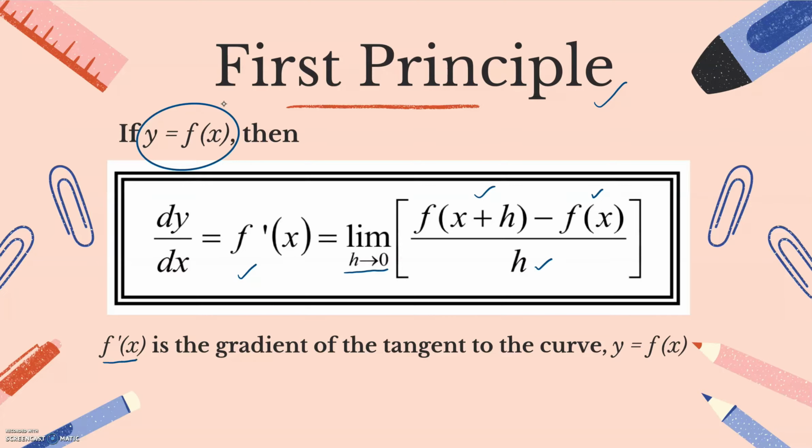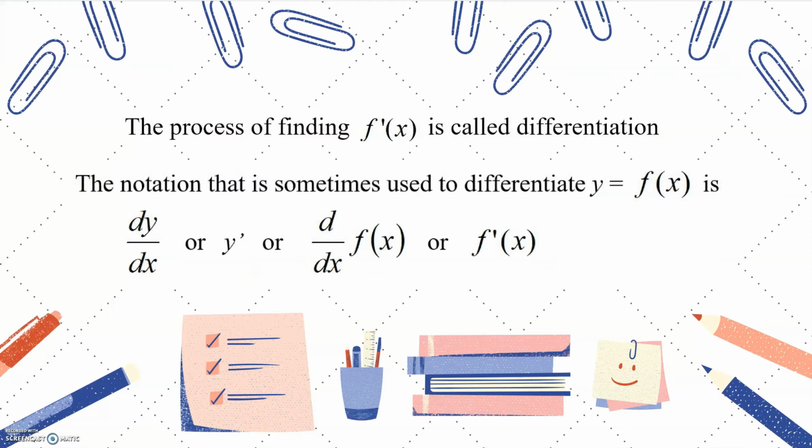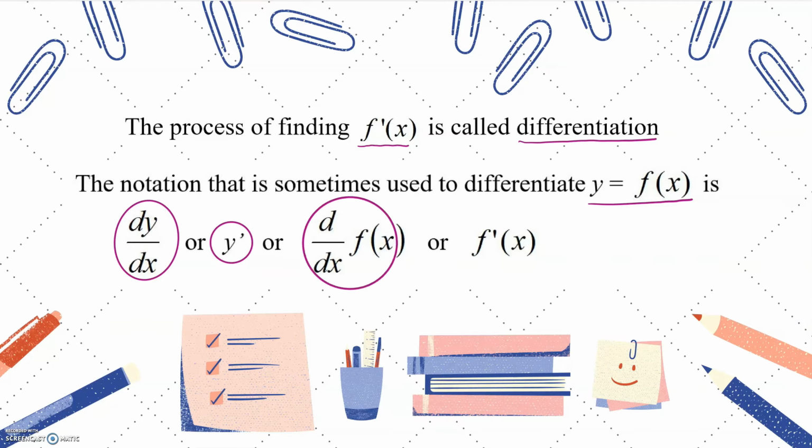f'(x) is the gradient of the tangent to the curve y = f(x). The process of finding f'(x) is called differentiation. The notation that is sometimes used to differentiate y = f(x) is dy/dx, or y', or d/dx of f(x), or f'(x).